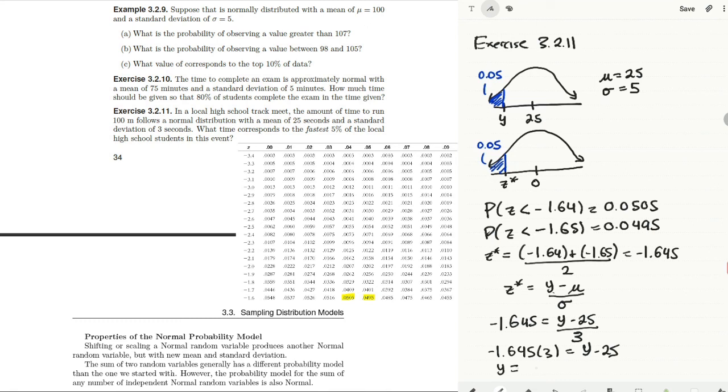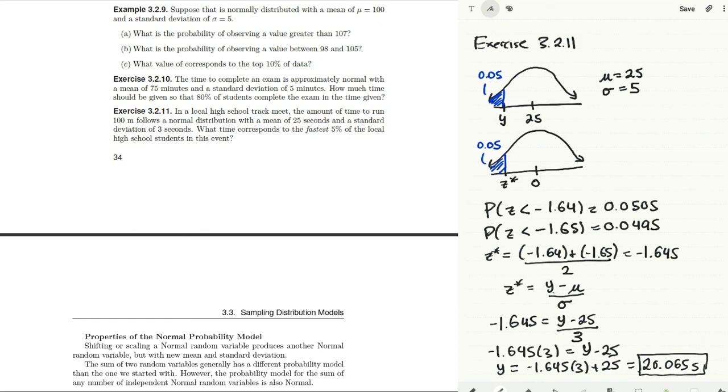And so y is negative 1.645 times 3 plus 25. And this will give us 20.065 seconds. And so the time corresponding to the fastest 5% of local high school students is 20.065 seconds.